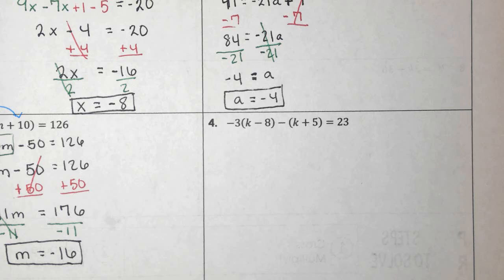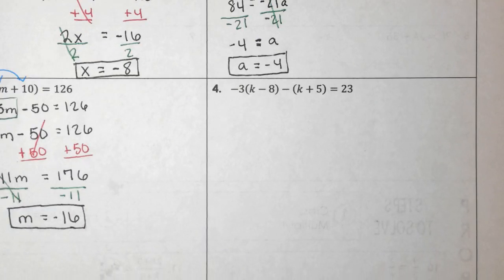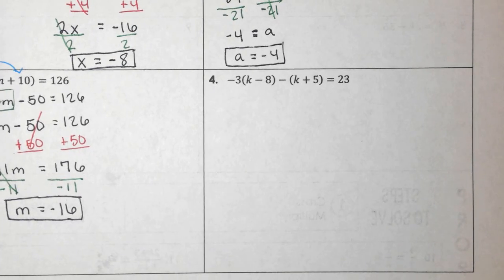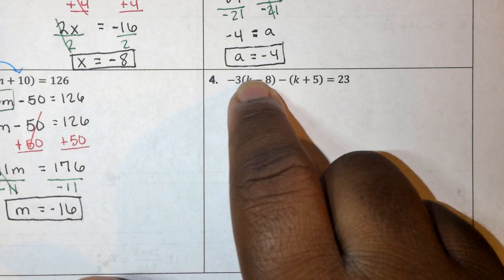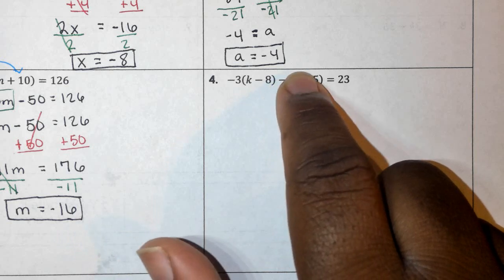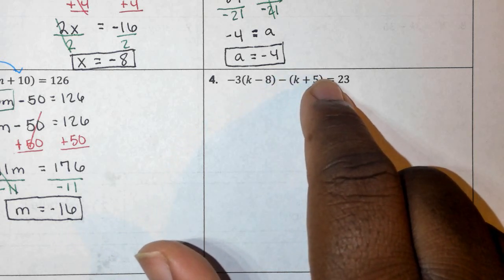This one reads negative 3 times k minus 8, I mean, shoot, not equals, minus k plus 5 equals 23. On this one, this is where kids mess up a lot. You have double distribution on this one. The first distribution that you're going to do is negative 3 into this parenthesis here, to the k and into the negative 8. The second distribution that you're going to do is this minus sign into this parenthesis here, to the k and into the positive 5.